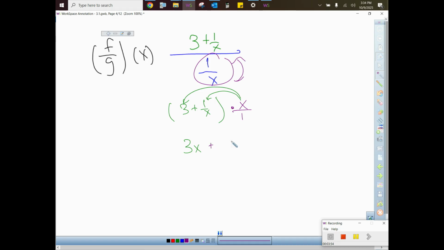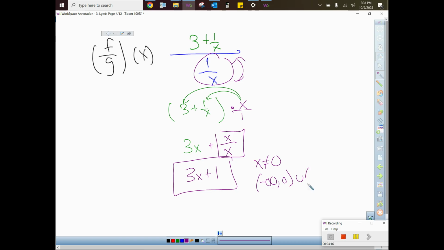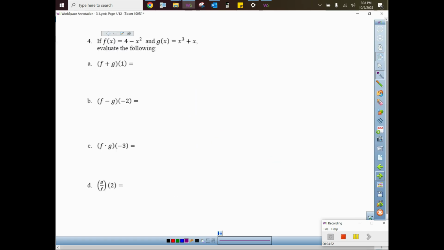Top times top is going to be x, bottom times bottom is going to be x, and isn't that totally like 1 in that case? So you really get 3x plus 1. And even though there are no x's in the denominator or anything like that, remember we originally kicked out 0, so x cannot equal 0, and the domain goes from negative infinity to 0, union 0 to infinity in that case.